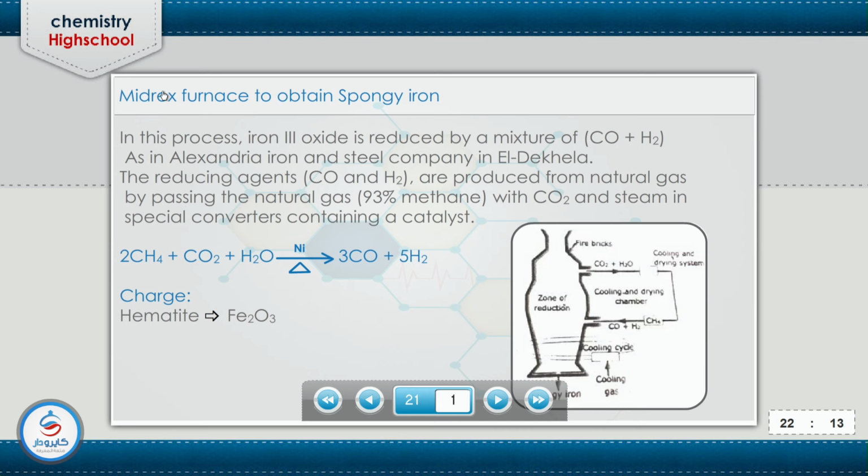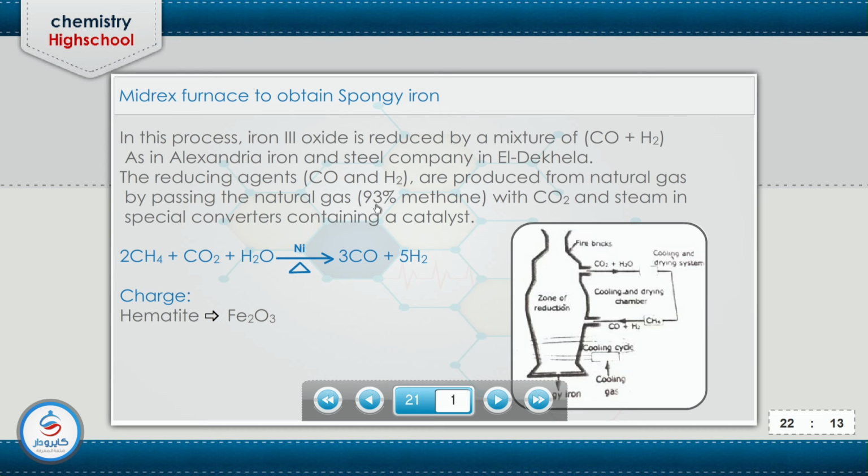Now study the Midrex furnace to obtain spongy iron. In this process, iron 3 oxide is reduced by a mixture of carbon monoxide plus hydrogen gas, as in the Alexandria Iron and Steel Company in El Dekheila. The reducing agents, carbon monoxide plus hydrogen gas, are produced from natural gas.